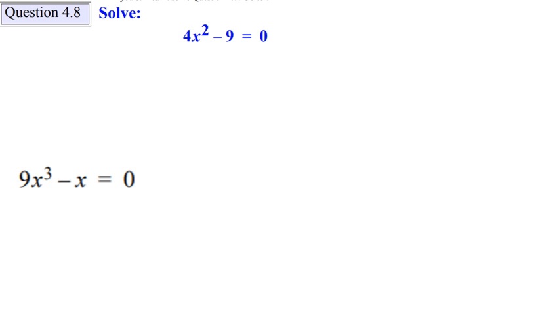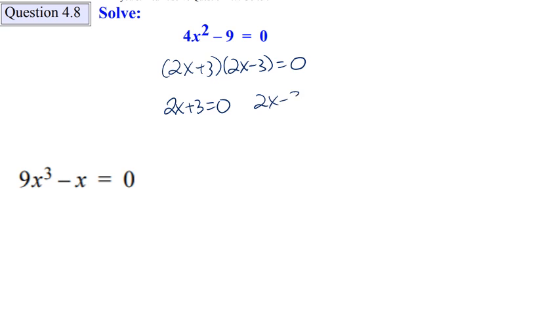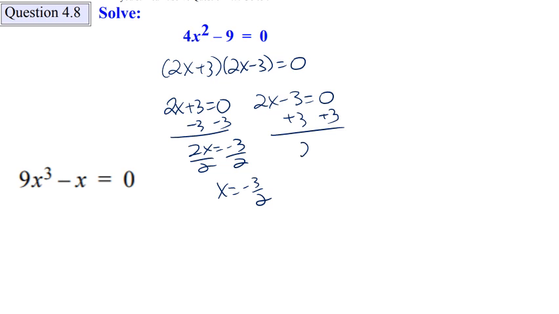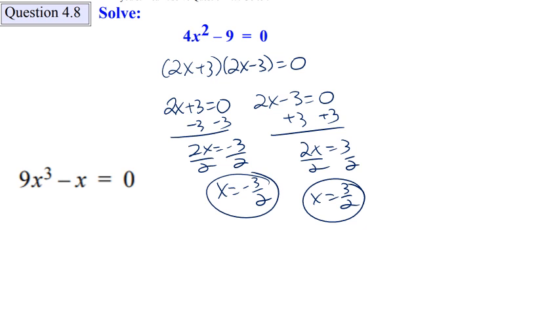So this is a difference of perfect squares. So that's going to be 2x plus 3, 2x minus 3 equals 0. Now I'm going to use the zero property rule and solve for x. And those are my two answers.